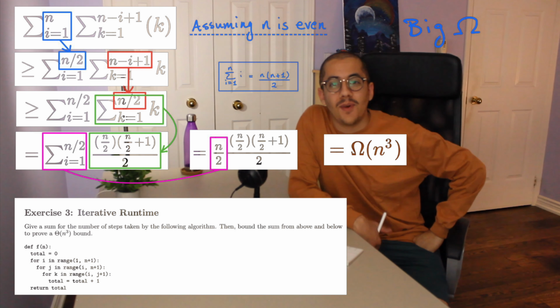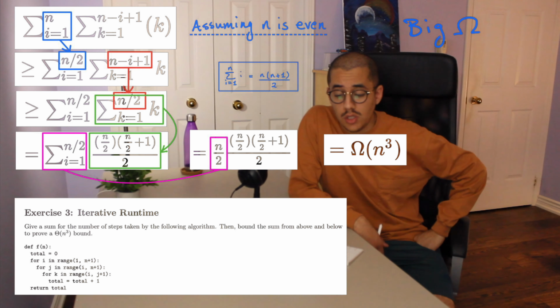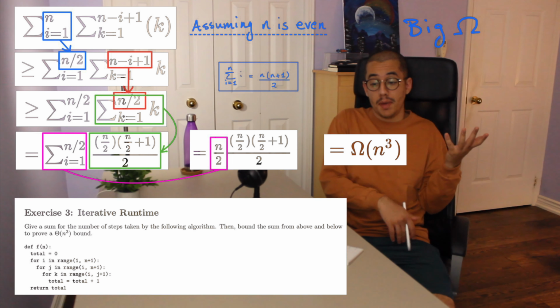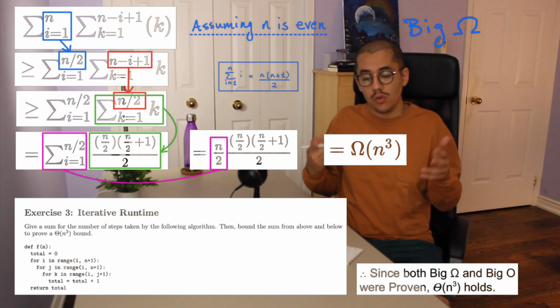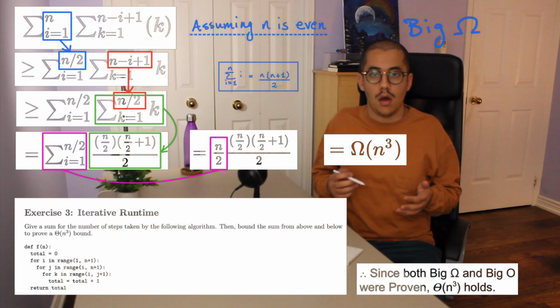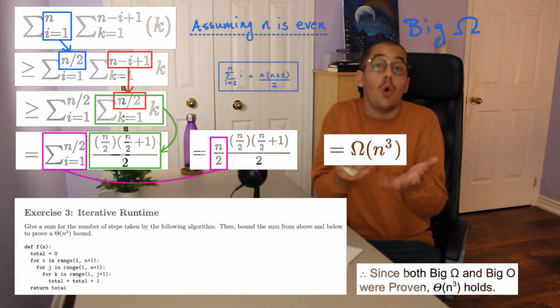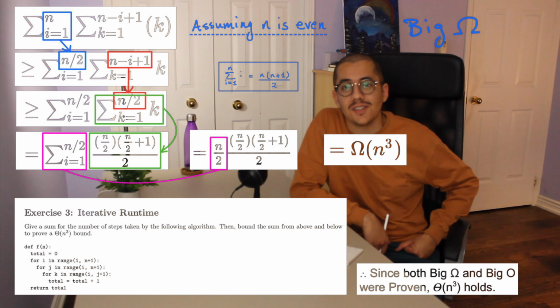And remember, sorry, camera cut out, so I have to re-record this part. But when you simplify that, you get n cubed for your big omega. And since we already got our big O, and we already got our big omega, both of them pointing to n cubed, we've proven that the theta is n cubed. It holds for the question. And that's pretty much it for this question.